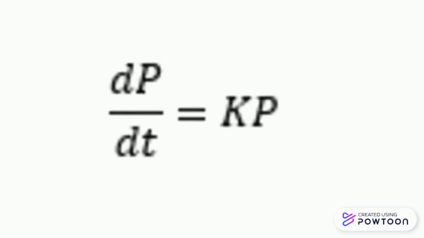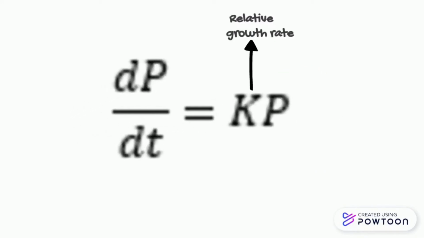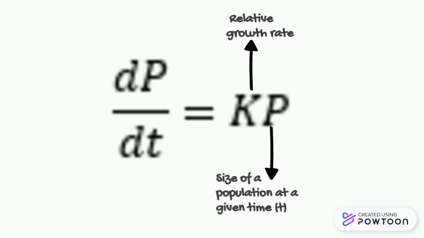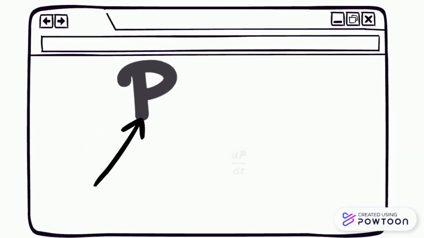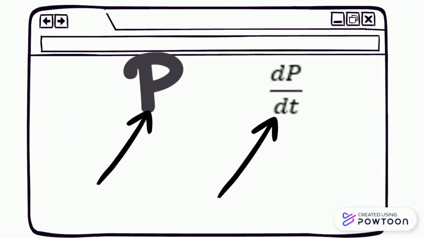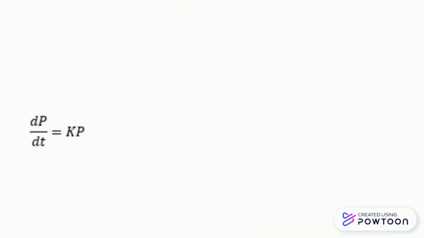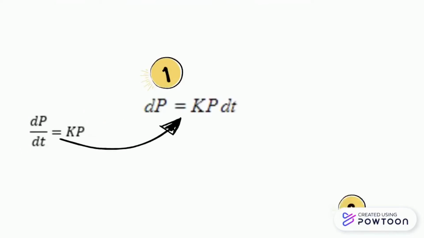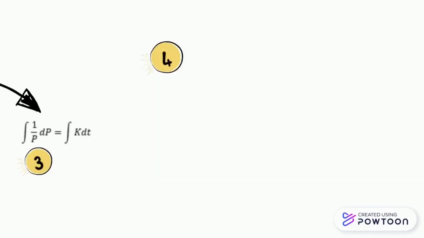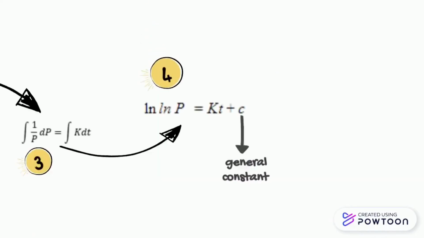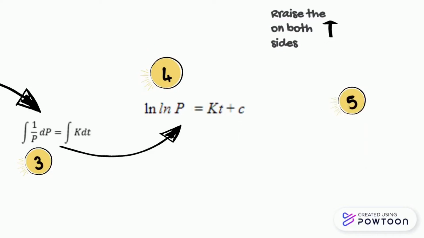In our equation, k is equal to the relative growth rate, P is equal to the size of a population at a given time, and if our population increases, the derivative will also increase proportionally. So for our first step, we're going to multiply both sides by dt. We then divide by P. We integrate both sides, where C is the general constant, then we raise e to both sides.